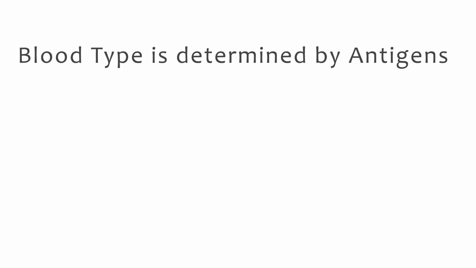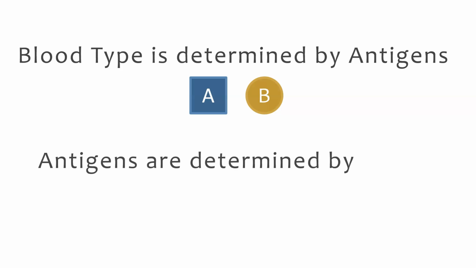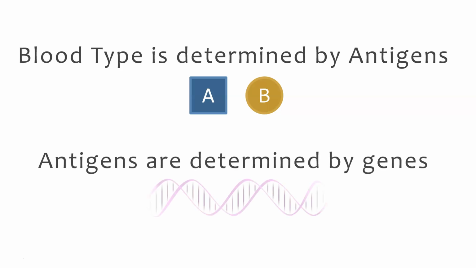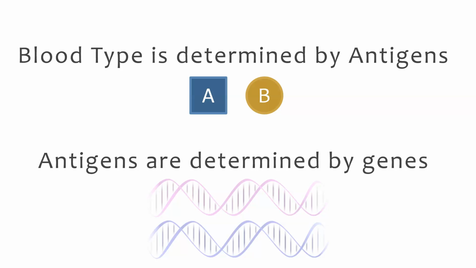In the ABO system, there are two antigens possible, A and B. Antigens, in turn, are determined by genes. A sequence of DNA can be transcribed and translated to synthesize one of these antigens. Since we have two copies of DNA, one from mom and one from dad, that means we get two chances.